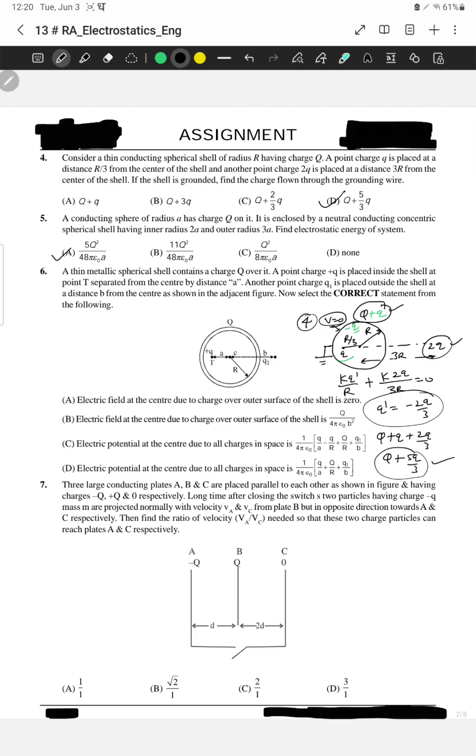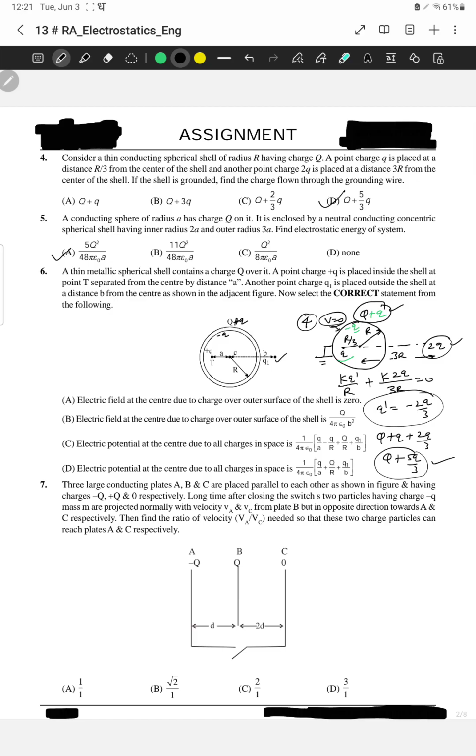Why? Because the charge which is present on the outer surface will not be uniform, because there is some disturbance from the external charges. So if it is not uniform, then the net electric field will not be 0. So this is not correct. Electric field at the center due to charge over outer surface of the shell is kq by b squared. No, it will not be there, because the charge is like q minus q, and that outer surface charge will have q plus q. So it will not be kq by b squared then. So that is not correct.